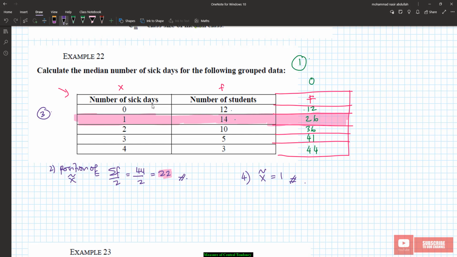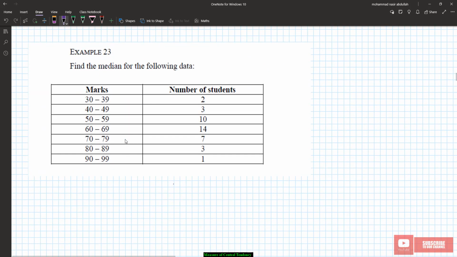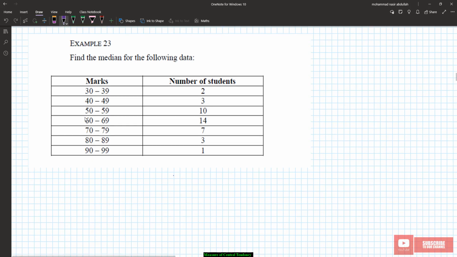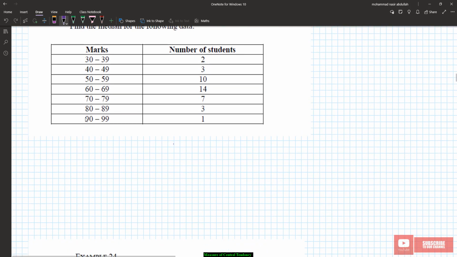Alright, can we move on to the next example? Right, let's look at example number 23. So in this example, we look at the frequency table. We have a class size. We have a range in each class. But unfortunately, we don't have a class boundary, but we can calculate the class boundary later.